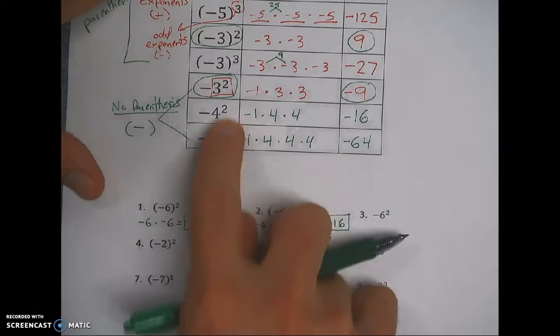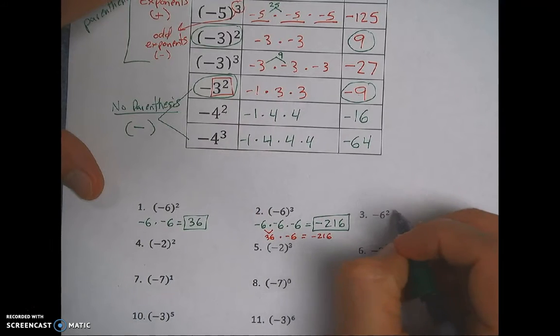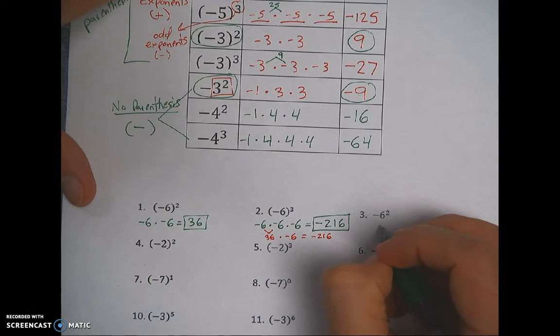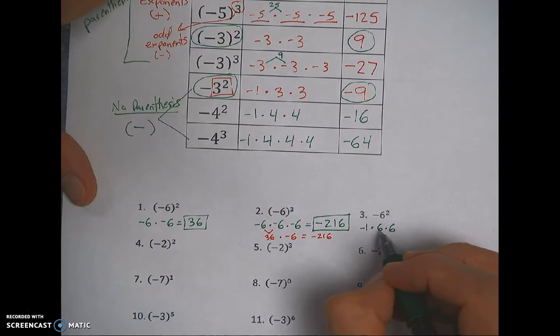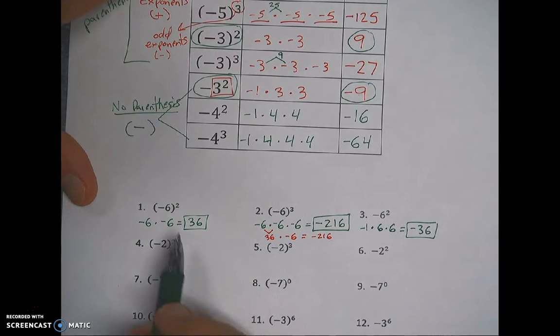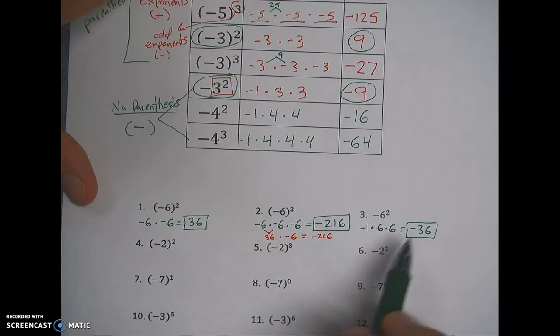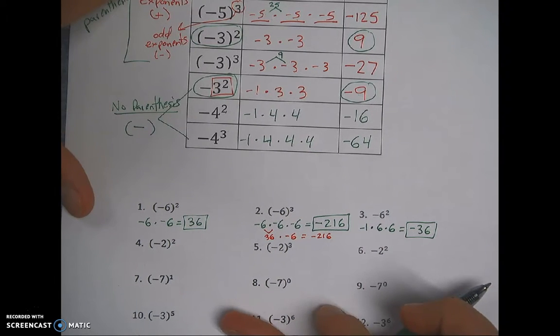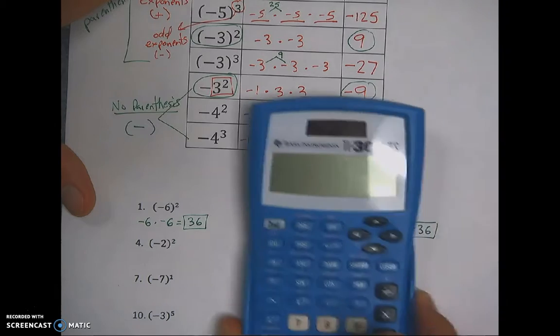Number 3 now looks like this. There's no parentheses, so if I'm going to write this in expanded form, the 6 is the only thing being repeated. It's 6 times 6. This negative is like a -1 out front. So the 6 times 6 is 36, and the negative makes it -36. So we need to see the difference between number 1, which is positive, and number 3, which is negative. That's huge. Now, let's talk about how this looks in the calculator.